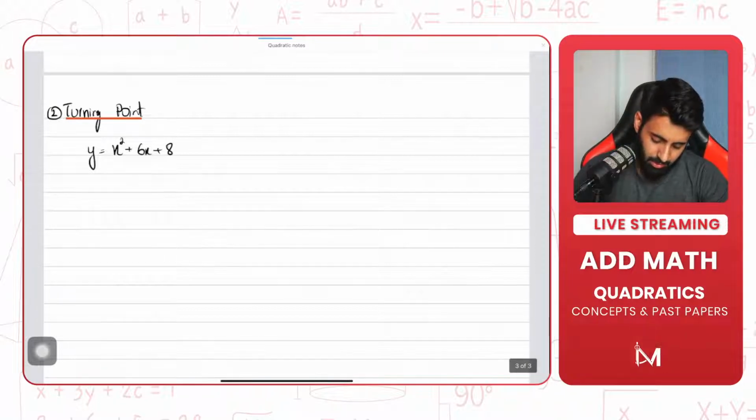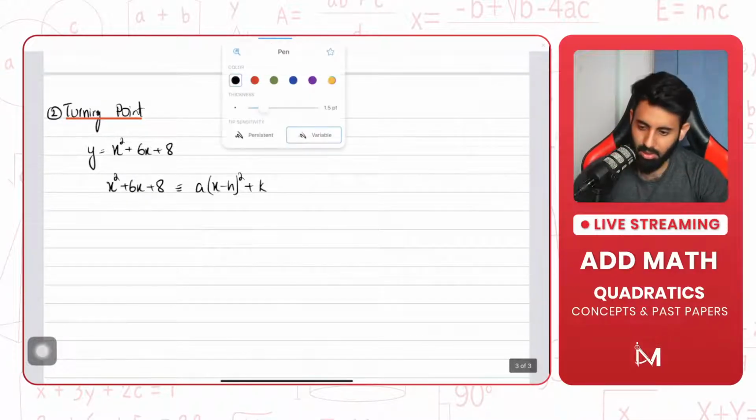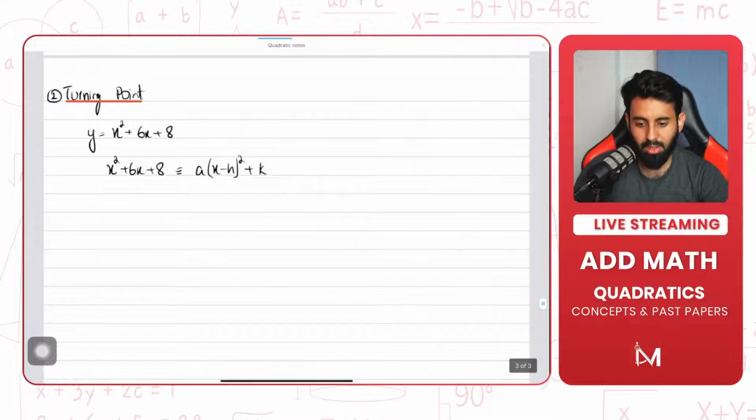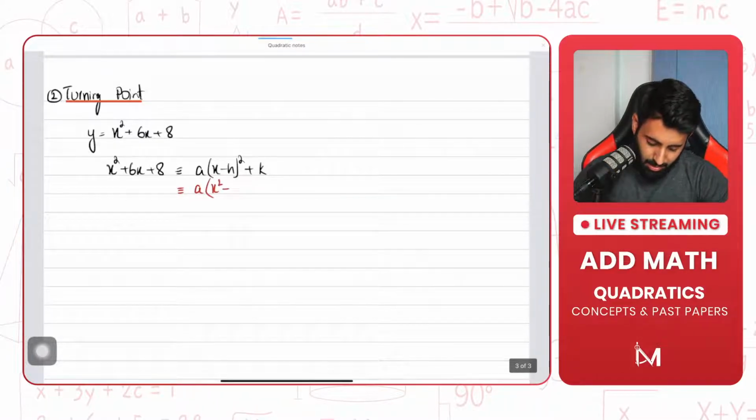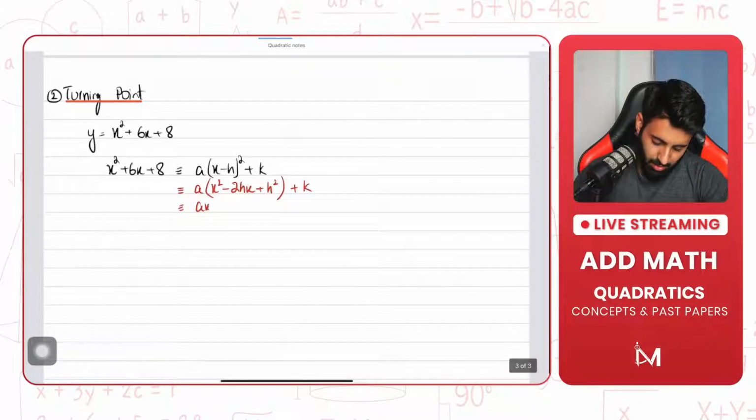So what you do is you keep x squared plus 6x plus 8 and compare it with a(x minus h) the whole thing squared plus k. This method is called identities, comparing of coefficients. We let the left hand side be as it is and we expand the right hand side. When you expand it, you get a(x squared minus 2hx plus h squared) plus k. So we get ax squared minus 2ahx plus ah squared plus k, and on the left you write x squared plus 6x plus 8.